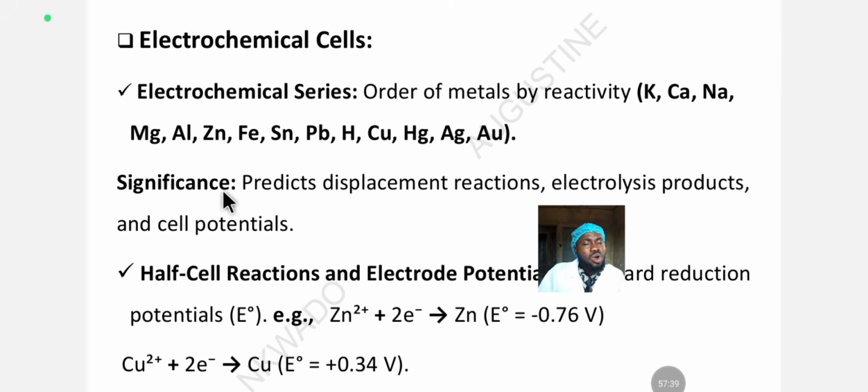What is the significance of the electrochemical series? Why is it important to us? Why is it important to know them? What do we use it to do?